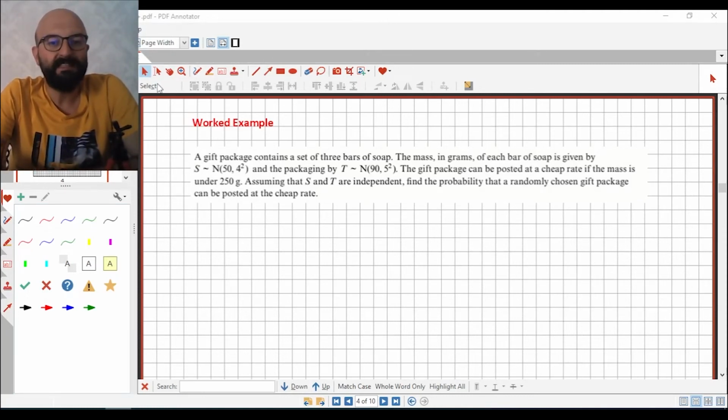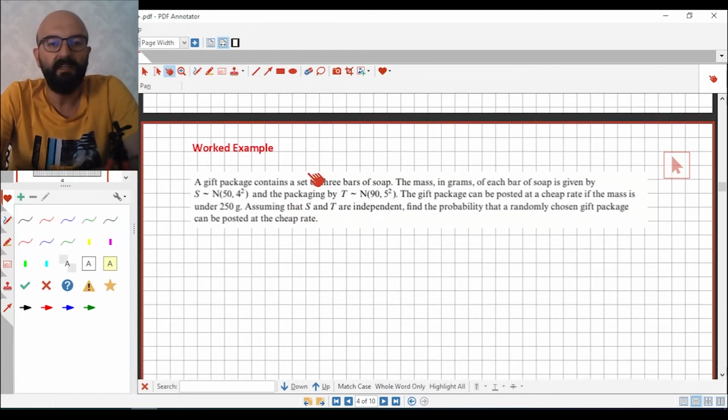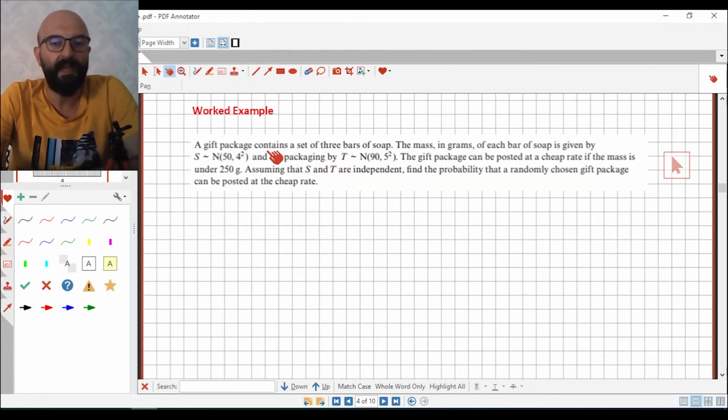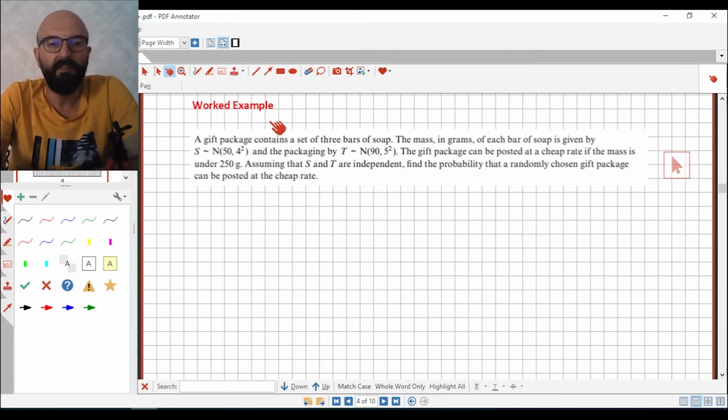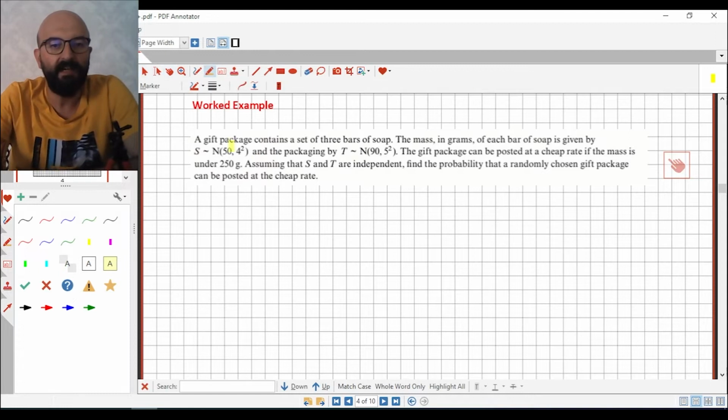Now, in this lesson, we will go on where we stayed. As you remember, in the last lesson, we had been talking about linear combinations of normal distributions, and we had stated an example. Now we will work on this example. Okay, now we can start.